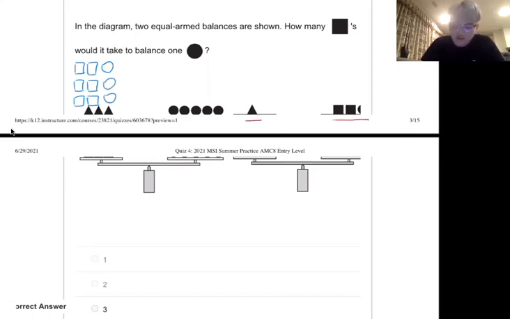And we can see on the right side, we have 5 circles. So 3 of the circles cancel out, which will give us 6 squares. It's the same weight as 2 circles. So 1 circle would then be 3 squares, and that will give us the answer.